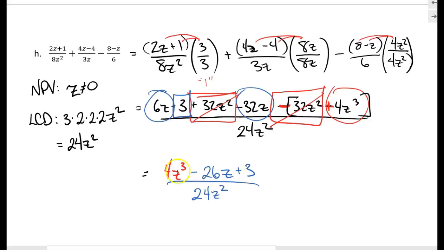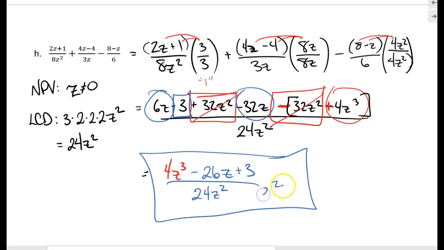Now again, I have no common factors. That's the only thing I can look for in my numerator when I'm dealing with a monomial denominator. And so this is going to be my final answer, where z cannot be 0. So you've got your workbook practice to do. Give the questions that have monomial denominators a shot. If you're feeling pretty confident about this, move on to the next lesson where we look at binomial denominators.